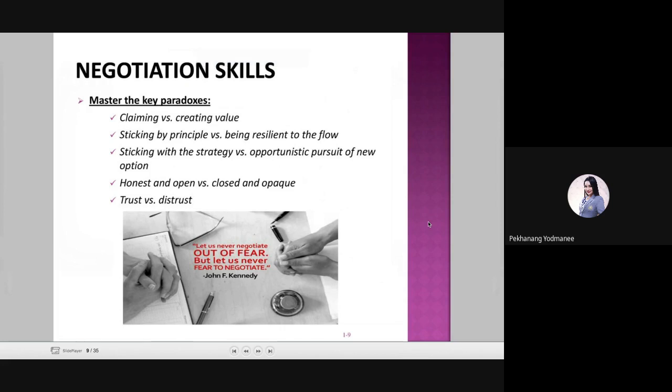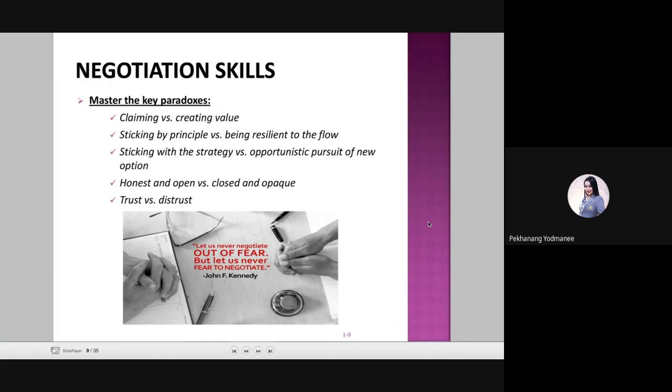Okay, there are 5 factors for the key. So I hope you choose the right way for use in negotiation. Framing versus creating value. Which do you choose? Which one? Framing. Sticking by principle versus being resilient to the flow. Of course, you choose sticking by principle.